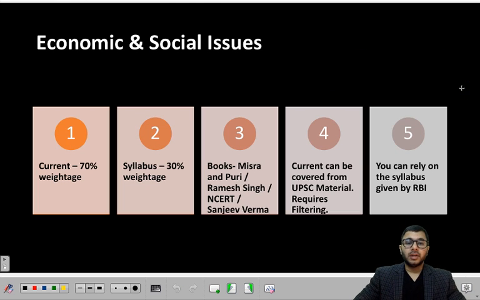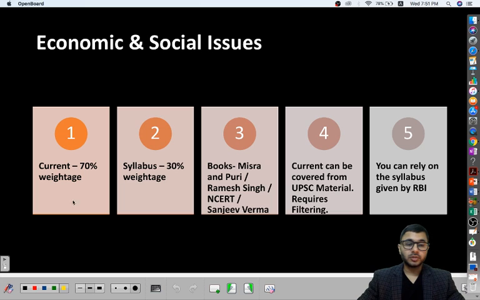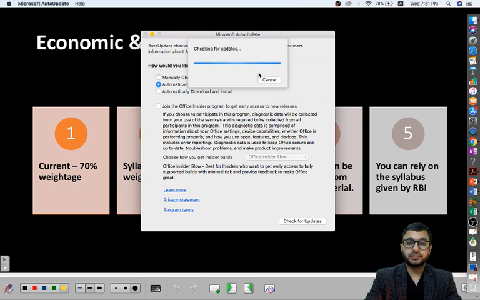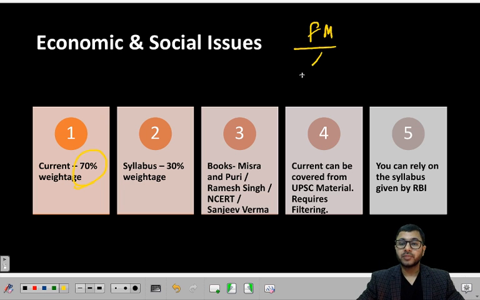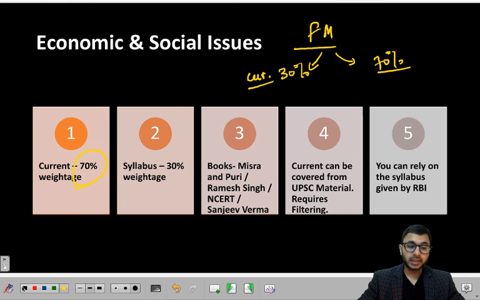Okay. Economic and social issues. A lot of students ask me, sir, what is the weightage of each? Well, when we talk about finance and management, the weightage of current affairs, which is also related only to finance, is only about 30%, and the weightage of syllabus is about 70%. In ESI it's the opposite. The weightage of current is 70%, the weightage of syllabus is 30%.